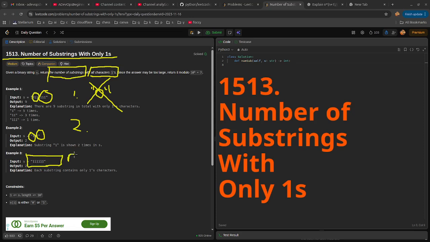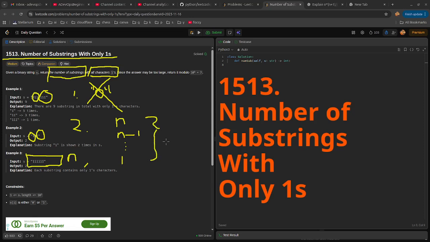Say, given a number n, the number of substrings of length 1 will be n. The number of substrings of length 2 will be n minus 1, until the number of substrings of length n is 1.